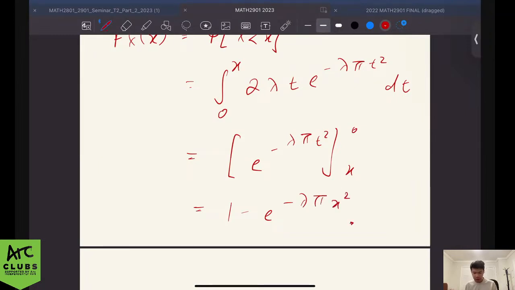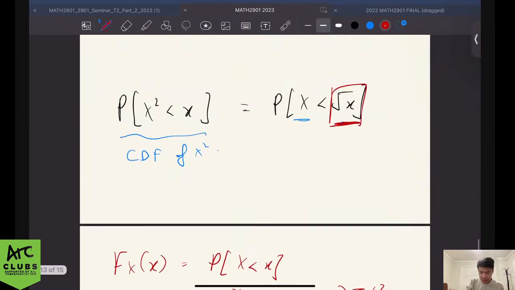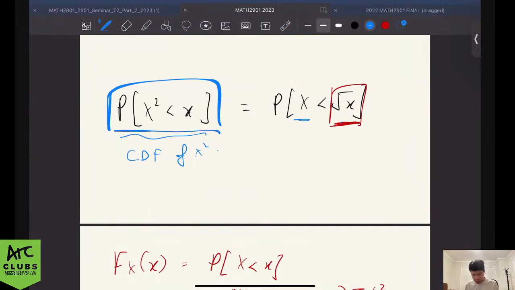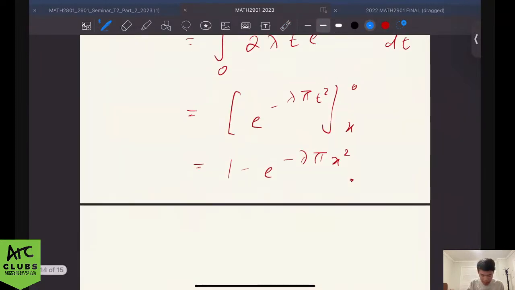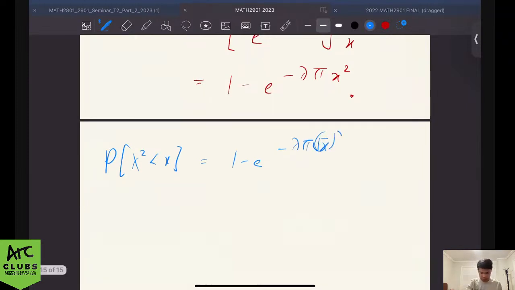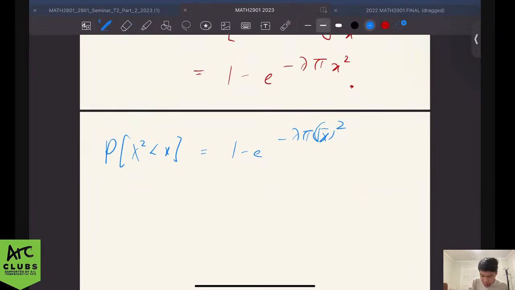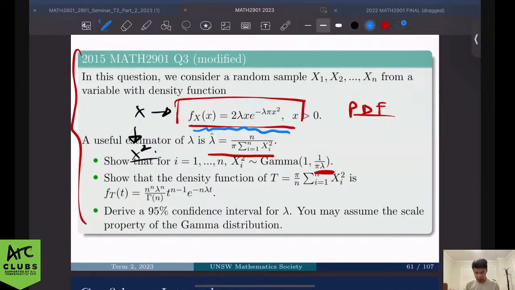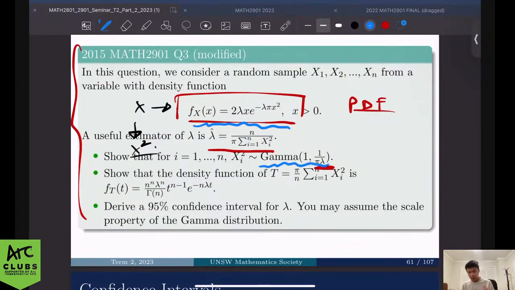Sorry, x squared, okay? And so this expression, the probability of X squared being less than x, is just going to be the same thing, but you sub in root x. Cool. Now it'll just be 1 minus e to the minus lambda pi x, okay? That looks quite familiar, right? So all you need to do is show that it follows the gamma distribution. You just want to find the CDF of this gamma distribution and then show that they're equal, okay?